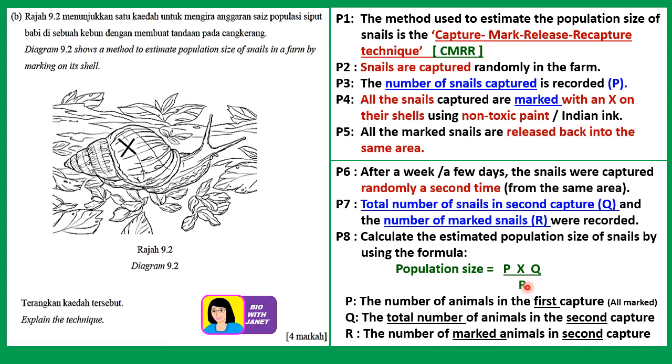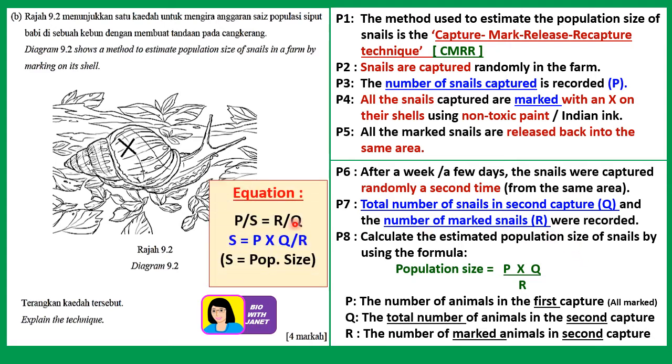So how do we get this equation or this formula? Let's try to understand how it works. I'm going to explain how we derive the equation. In your first capture you marked all the snails. So we can say that out of S, the total population size of the snails, P were marked. So P over S forms a fraction, which is the same as the sample that you took after a few days.